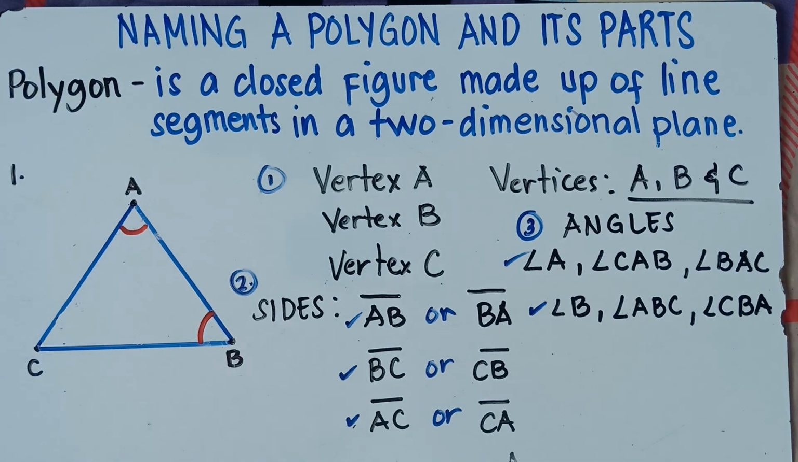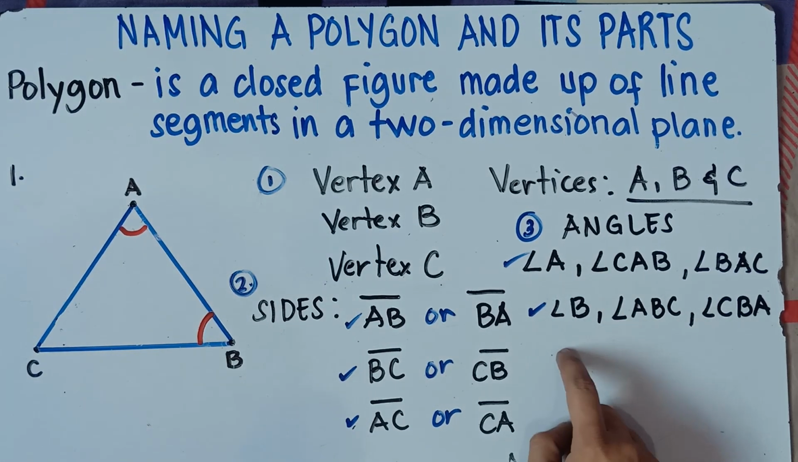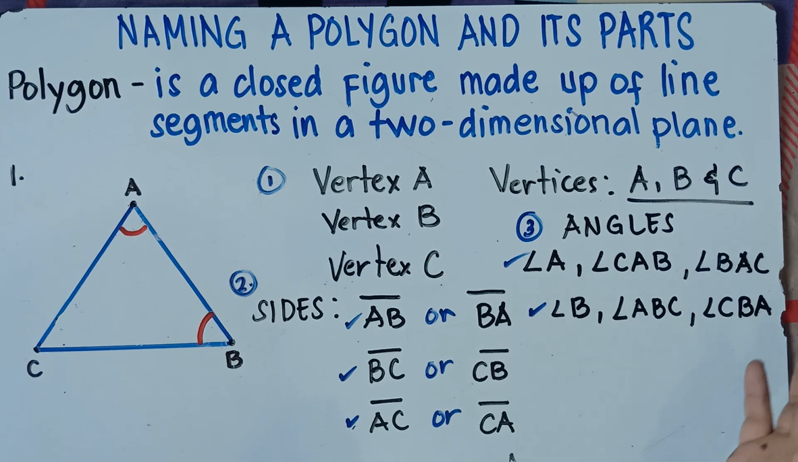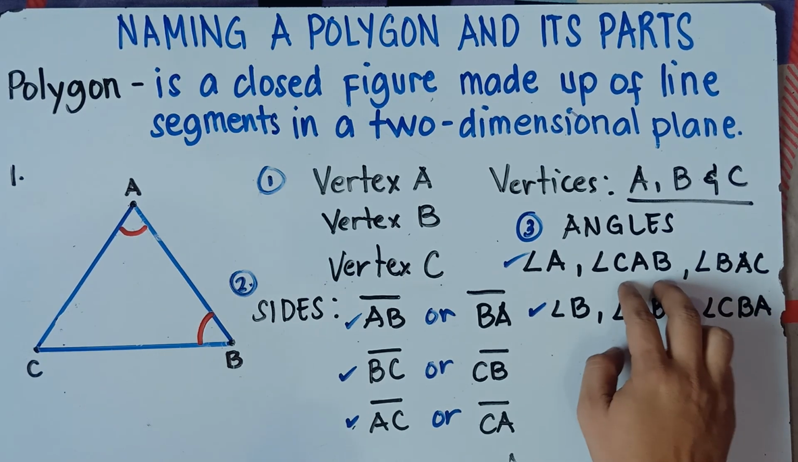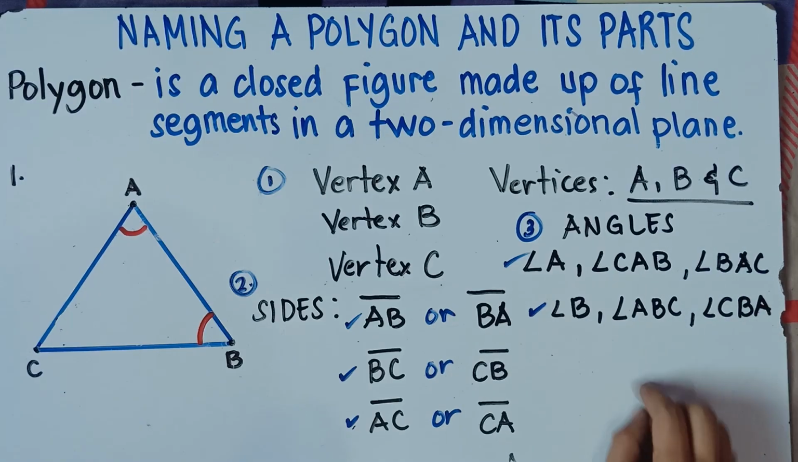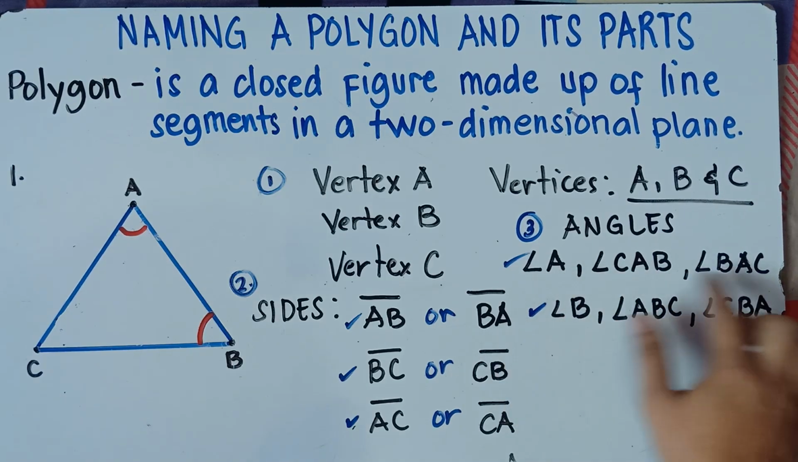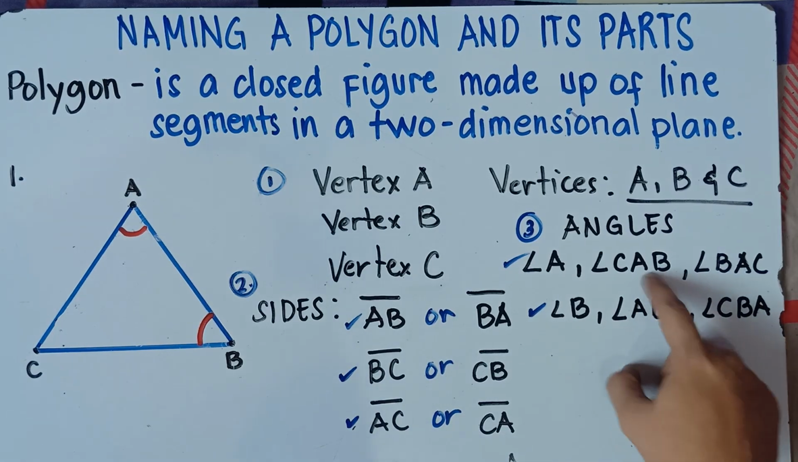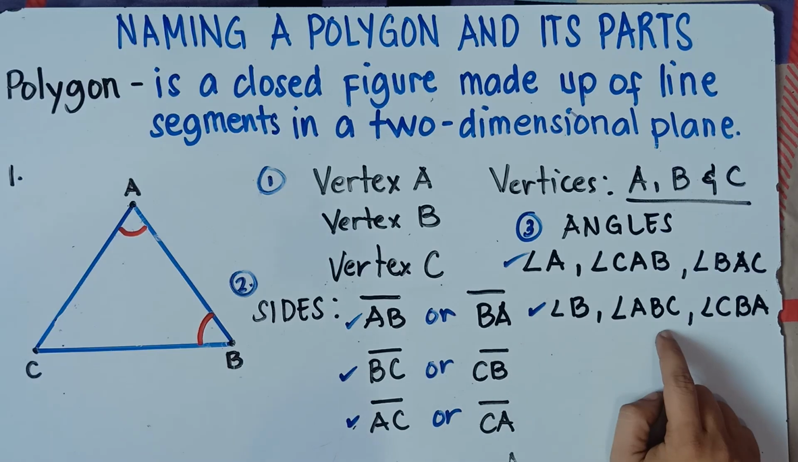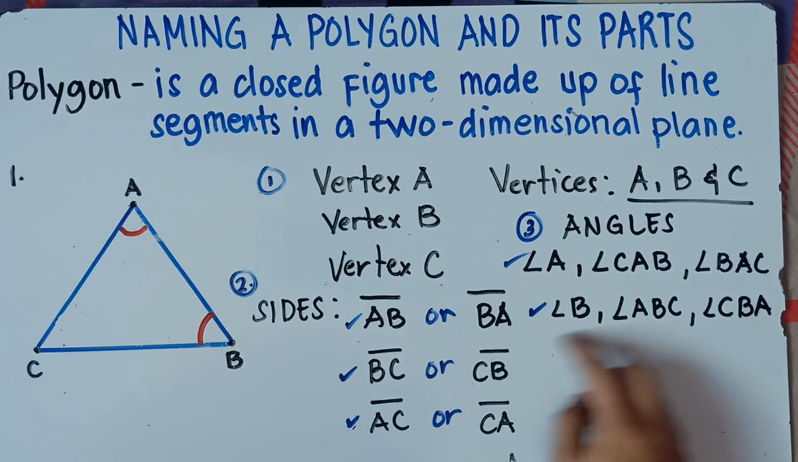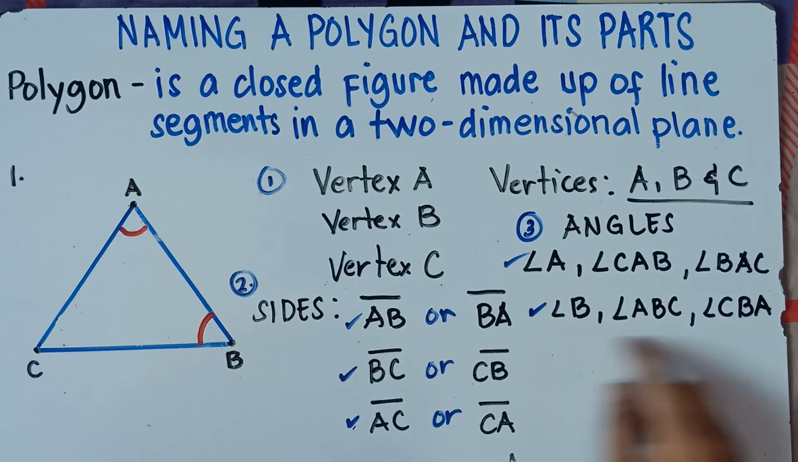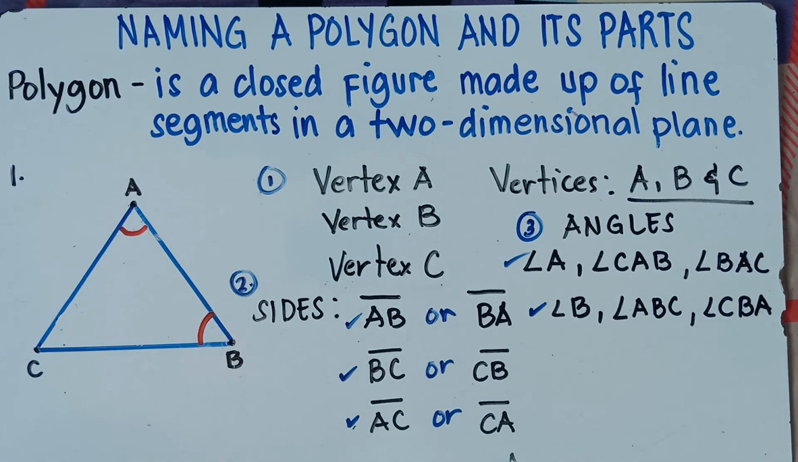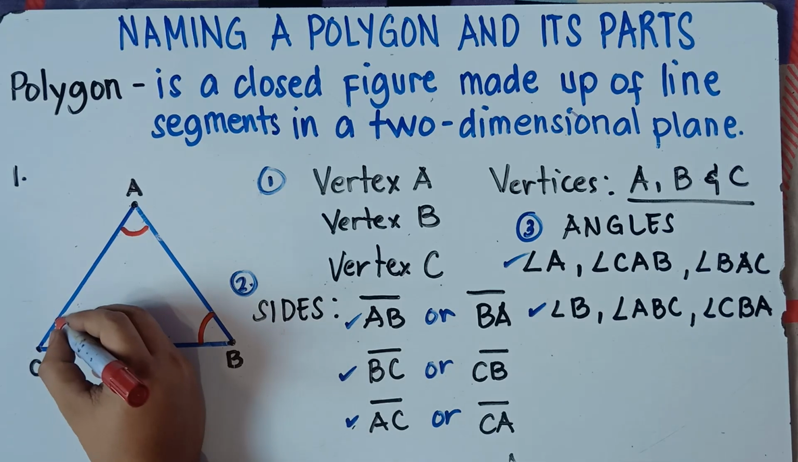So it's up to you, class, which do you choose? You can use angle A alone, that's okay. Angle B alone, that's okay. Or you can choose angle CAB. You can choose any of these for the three angles. It's up to you, class, which do you prefer. This is just the same, either of these three.